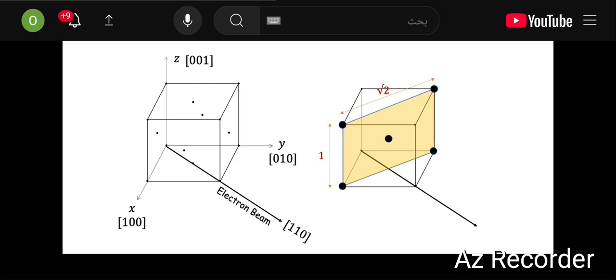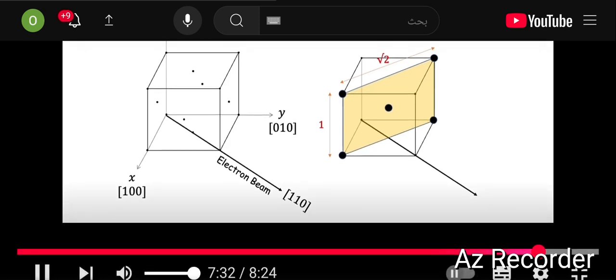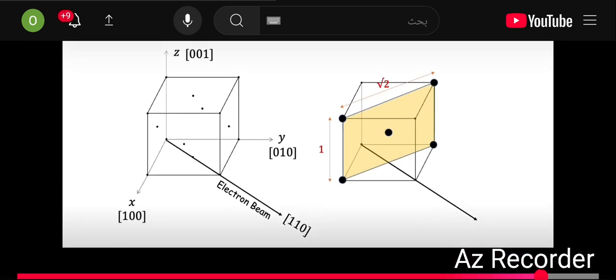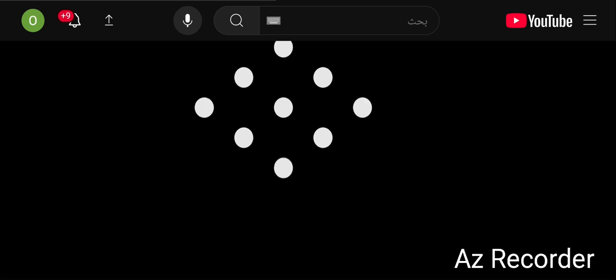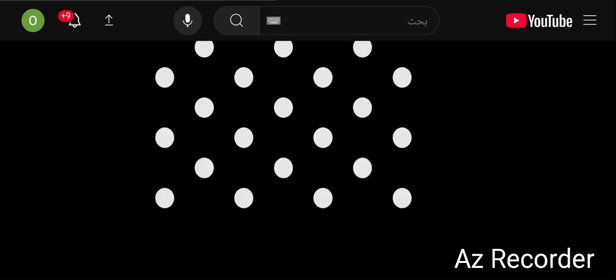So these reciprocal lattice points correspond to the diffracted spots, and thus the diffraction pattern will appear something like this. This, of course, is a unit cell of the diffraction pattern. Since the reciprocal lattice is periodic, using the periodicity of these points, I can add additional points to extend the diffraction pattern and complete it.